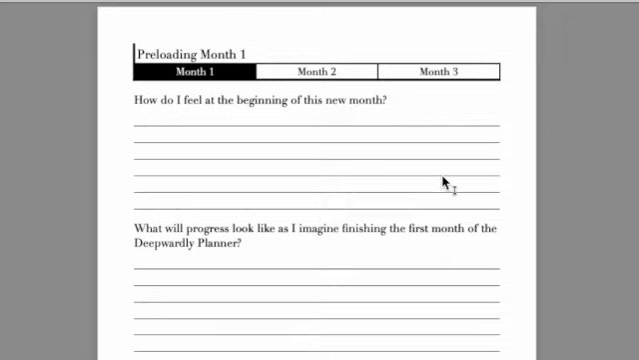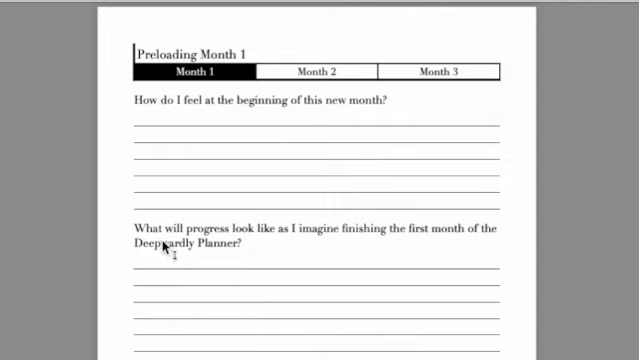Feelings were extremely important to Ignatius of Loyola, so you'll take time to write all of the feeling words down here. And remember, if you're not very in touch with your feelings, there is a feeling word list in the appendices in the back of the Deepwardly Planner.